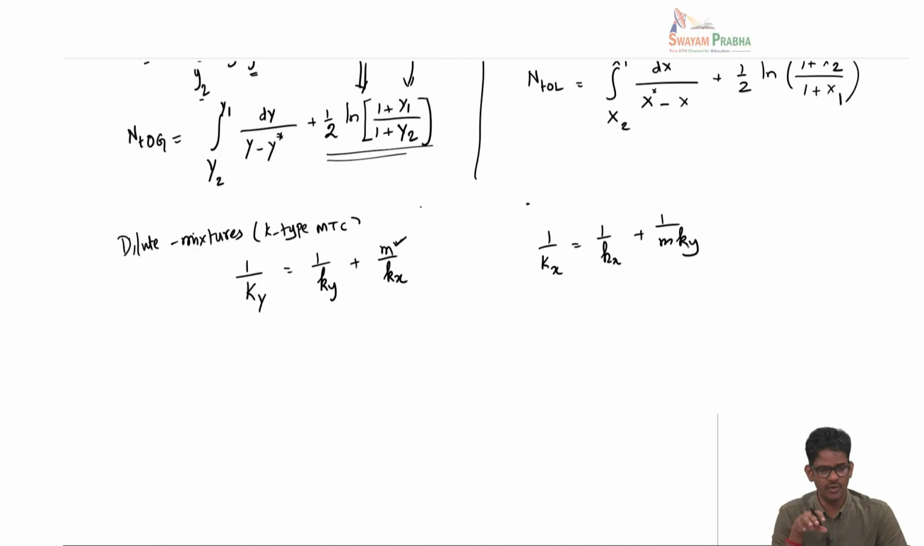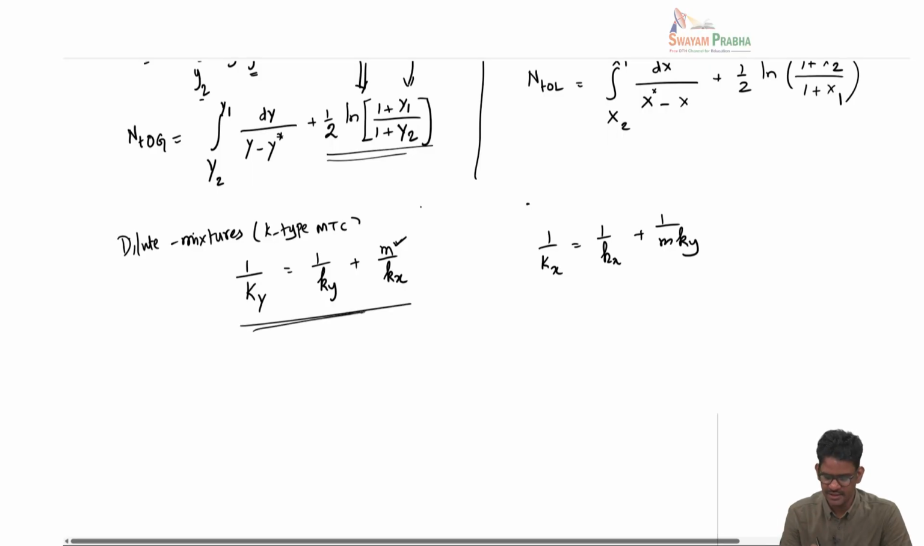So now I want to write an equivalent expression like this for the F type. Okay, what would it be if I have to write 1 by FOG? This is used in the height transfer units, HTU. Similarly, I am using 1 by FOL for the liquid phase HTU.